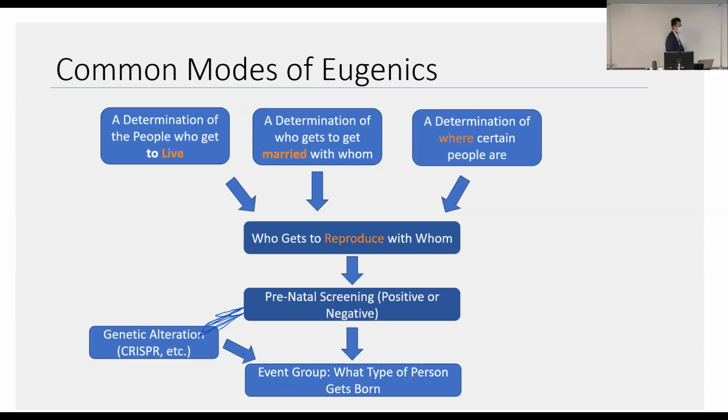Well, I actually don't think genetic alterations have to occur in the embryo. I think it can occur for the gametes. Which brings me to the question of, okay, who gets to reproduce with whom? This is still quite coarse-grained. It's got various intermediary steps within it. I mean, what exactly do you mean by reproduce? Do you mean sexual intercourse? Do you mean fertilization? And so on and so forth.